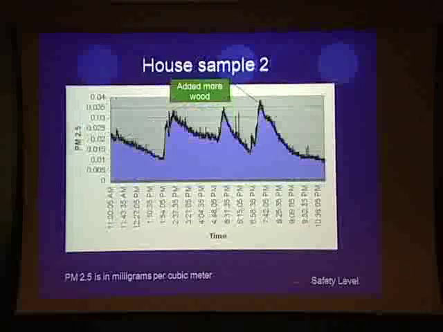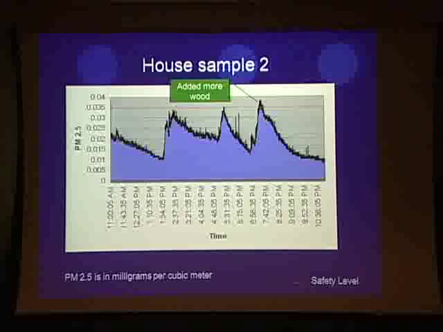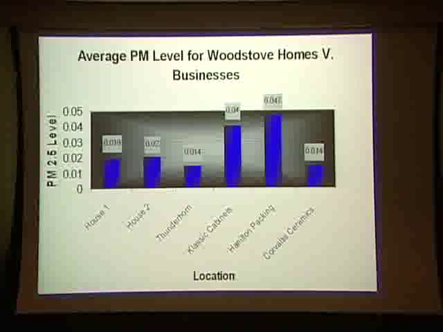Okay, this one, they had a few kids and lots of food making processes. The downsizing is when the fire went out a little bit and they started up again. This one's the highest levels, where the Classic Cabinets and the Hamilton Packing Company are.